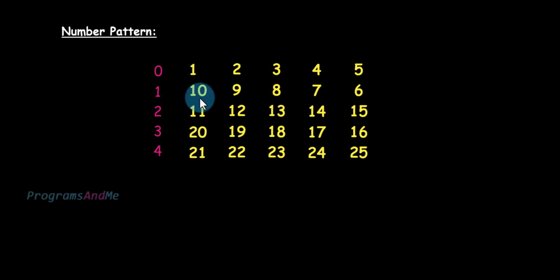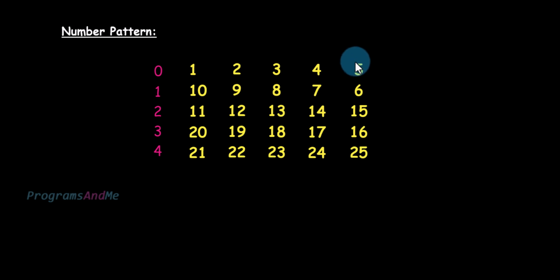Next, what about this? What is 10? Its previous value is 5. I hope you know how we print the numbers. We'll first print this number, next this, next this, next this, next this. After that, we'll print this number, this number, this number, this number. Next, we'll print this number, this number, this number, this number, this number, like this, right? So the previous value of this is this number, 5.